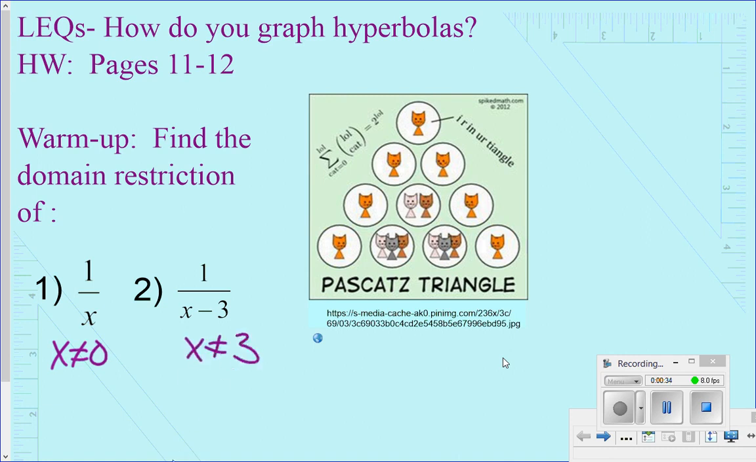Okay, and the reason we did the warm-up is because today we're looking at graphing rational functions. Specifically, we're going to look at what are called hyperbolas today. And these domain restrictions come into play when we graph hyperbolas. So we'll talk about that in a moment here.